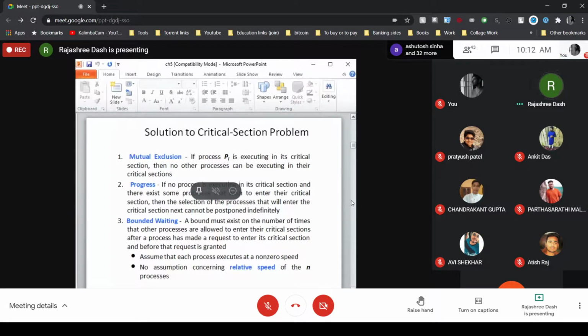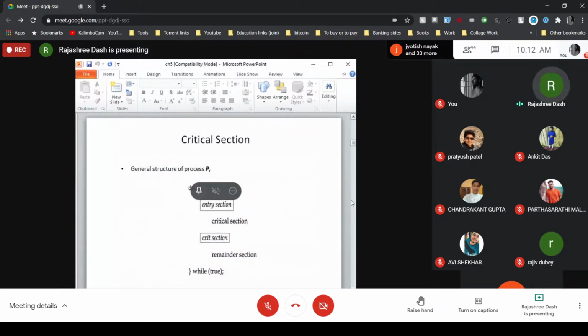So just check. This is the general structure of the process Pi. Okay, any process. Now it is structured as a critical section problem like this. Critical section is that segment of code where the process can update or change the shared data. Before entering the critical section, there should be some part of the code where the process will ask permission to enter the critical section. That is your entry section.